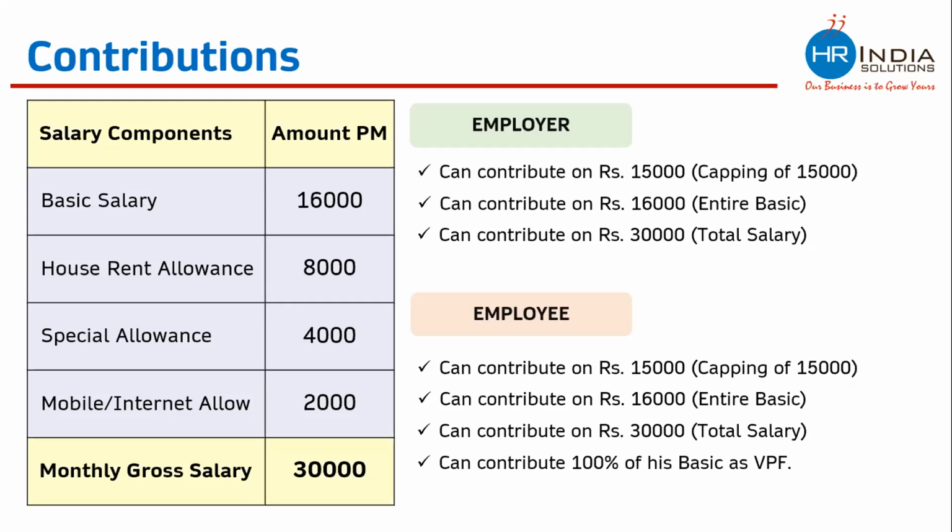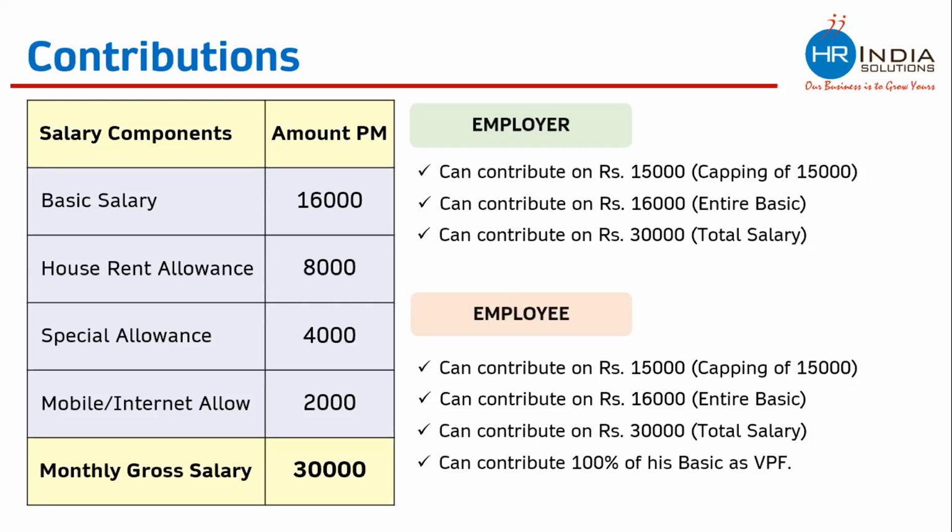Don't look at the entire sheet. Let's discuss the employer. What all choices does the employer have? Employer can contribute on 15K. Even if the person's basic is 16, the employer can limit its contribution to 15, which is legally correct. Employer is free to contribute on the total 16 also. Law will not question you anything. An employer is also free to contribute on the total 30,000. Okay, I guess there is no doubt.